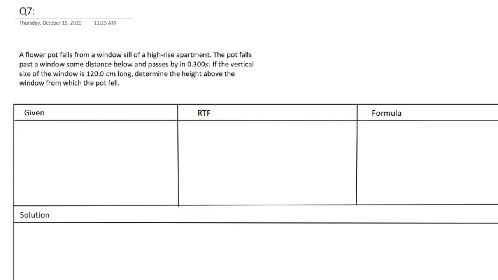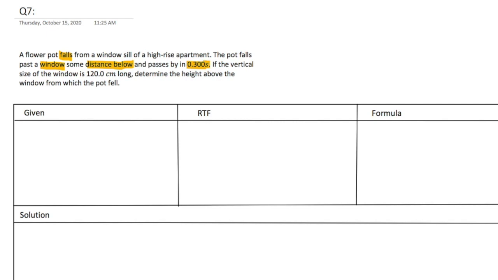They're separate objects. In this case, we have a single object that is falling, but it is doing 2 different things, or at least there are 2 different regions. So we have a flower pot that falls from a windowsill in a high-rise apartment. All right, now the key word is it falls, because believe it or not, that actually communicates some information to us. The pot falls past a window some distance below, and it passes by in 0.3 seconds.